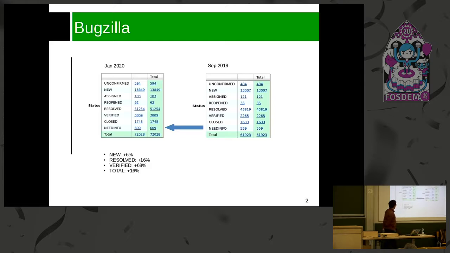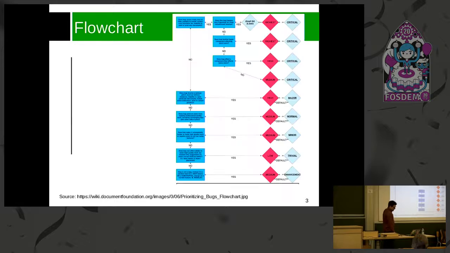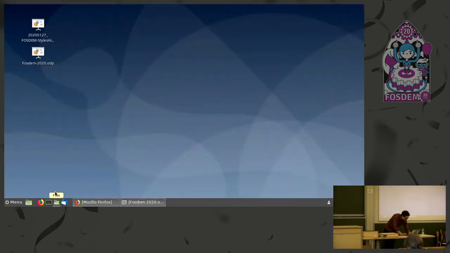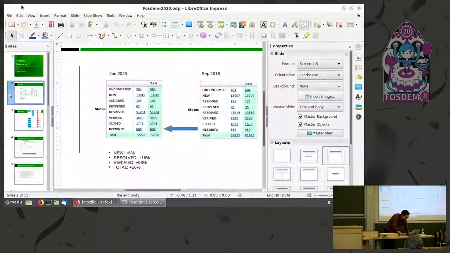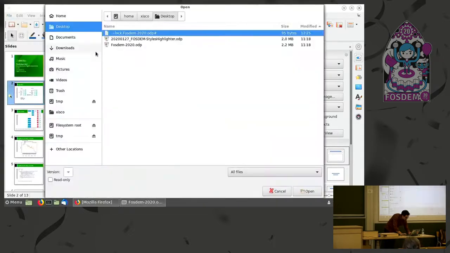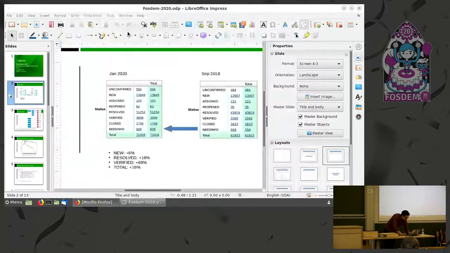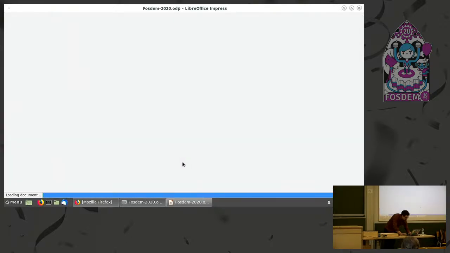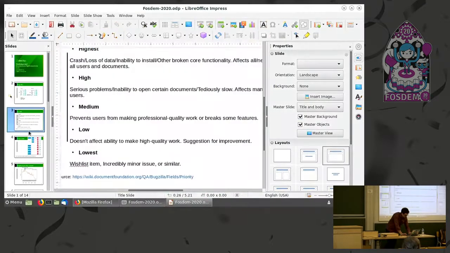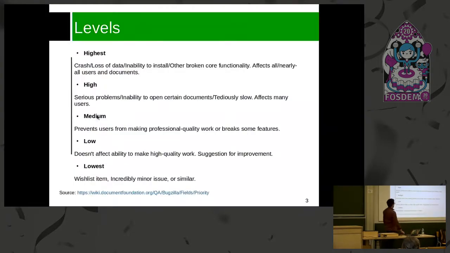But yeah, back to the topic of prioritizing bugs. Sorry, I think I'm using the wrong file. Sorry for that. Oh yeah, sorry, I was using the wrong file.